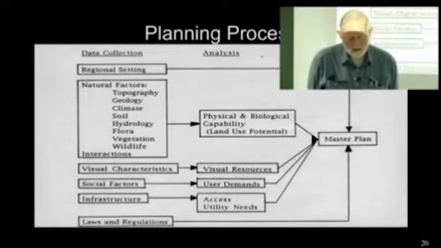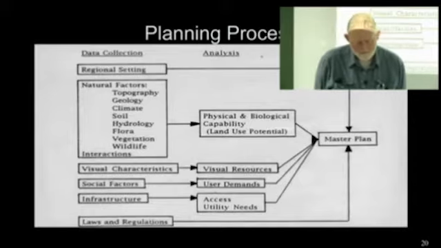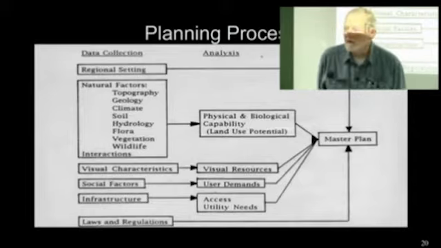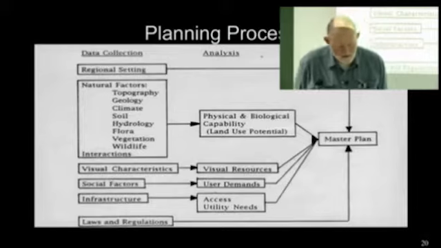Those are then analyzed. Analysis is made of what is called the capability, sort of opportunities and constraints that these various natural factors impose upon the planning process, as are the other factors analyzed from the perspective of planning. And then the analysis of these factors is brought together in some sort of master plan that hopefully incorporates laws and regulations as well as the regional setting in addition to these factors.